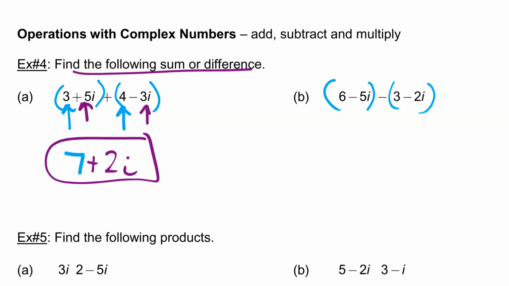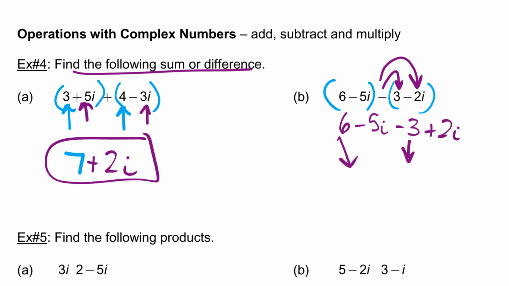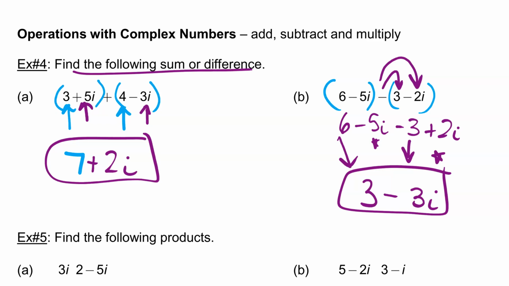6 minus 5i minus 3 minus 2i. The big one here is if you distribute the negative, you'll have 6 minus 5i minus 3 plus 2i. And now that I have them all in one line, I can just combine like terms. So 6 minus 3 is 3. And then negative 5i plus 2i is just going to be minus 3i. Because minus a negative is the same thing as adding a positive.